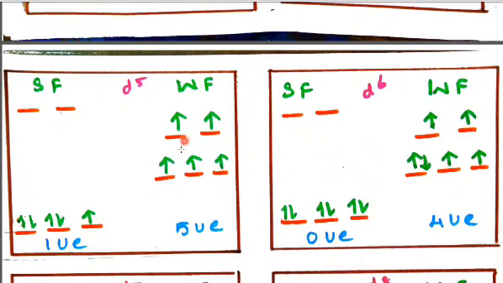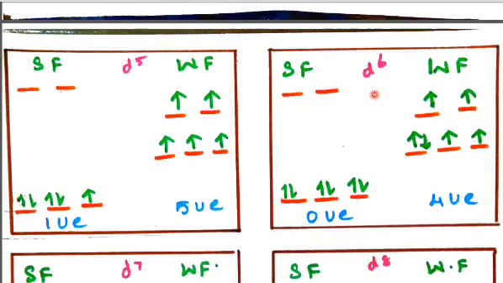Here in weak field, the energy gap is very small. So once the electron is filled in t2g, for the 4th electron, pairing does not take place. It immediately goes to the higher energy, 1, 2. So with 5 electrons, pairing does not take place. Here 5 unpaired electrons. Next, in case of d6 electrons.